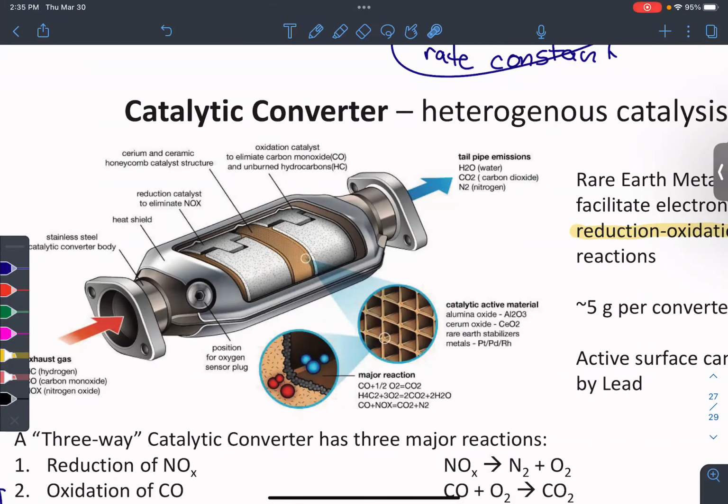Versus if we look at the other things, right? That's what you see, it gains electrons. We need to oxidize CO and we need to oxidize those uncombusted hydrocarbons. What's interesting here with oxidation is that these substances are actually losing electrons. I wrote it right there, losing electrons, right?